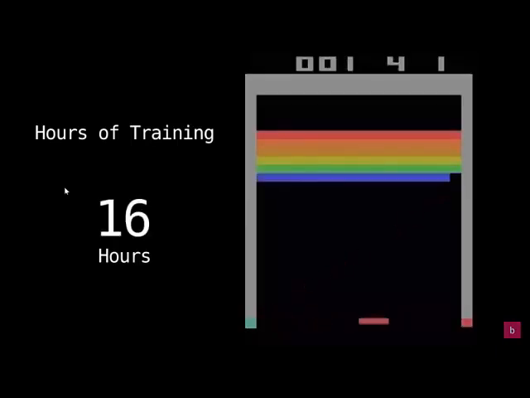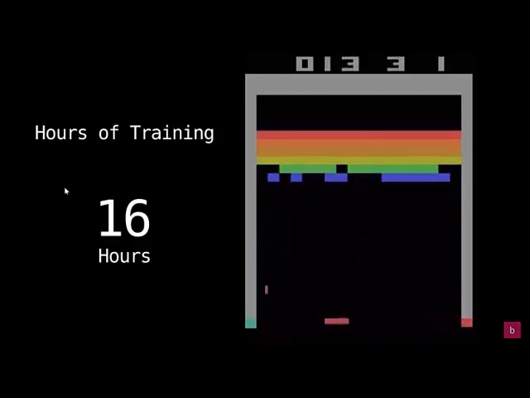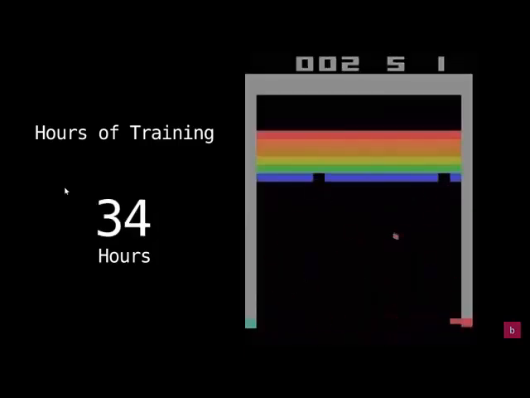Is there any negative reward it gets when that ball goes off the screen, when it misses the ball? No. There's no negative reward. You get positive points for doing good things.